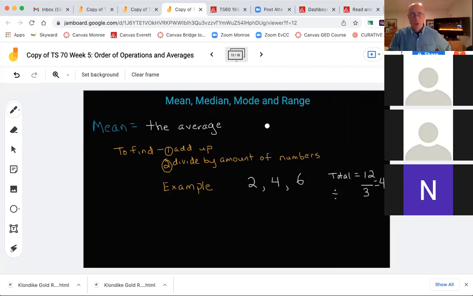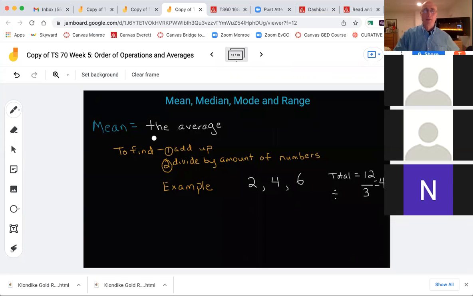A new concept here I want you to copy down is the mean, the median, and the mode. The mean, the median, and the mode. What are they? And the range. There's actually 4 ideas here. Let's copy down the first one. In your notes, put down the word mean and put down that mean means the average.